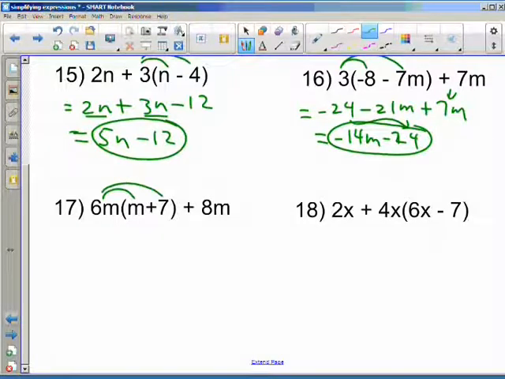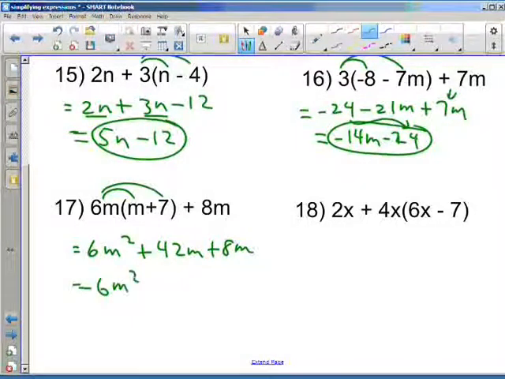Okay, distributing here gets a little bit tricky. We have 6m times m, that's a 6m squared, plus 6 times 7 is 42m, plus 8m. The m squareds are not like terms, so we can't combine those, but we do have a 42 and an 8, that is 50m.